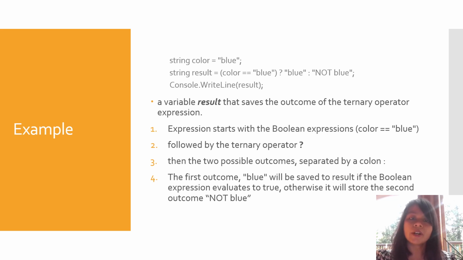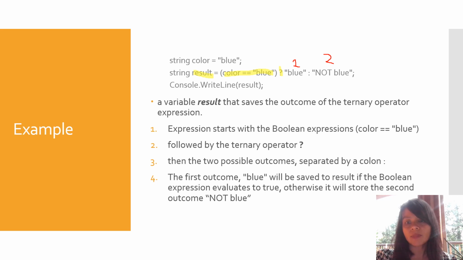So a variable result that saves the outcome. This variable result here saves the outcome of the ternary operator expression. The expression starts with the Boolean expression, color equals blue. This is the expression, and it's being evaluated. And then it's followed by the question mark. Is it blue? Then there are two possible outcomes. This is the first outcome, and this is the second outcome.